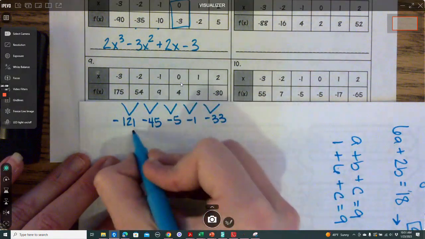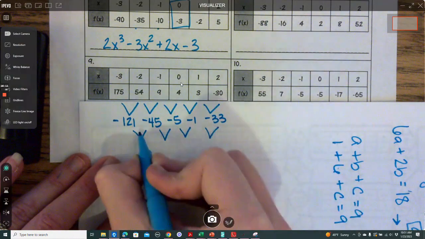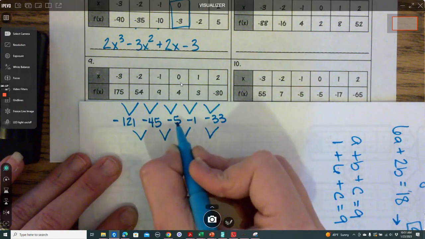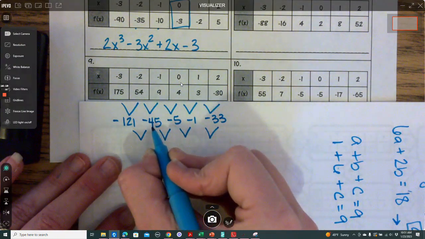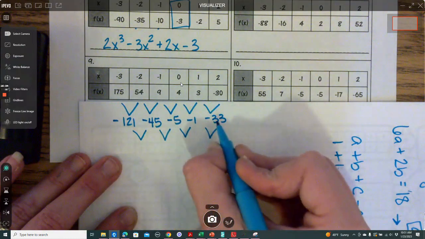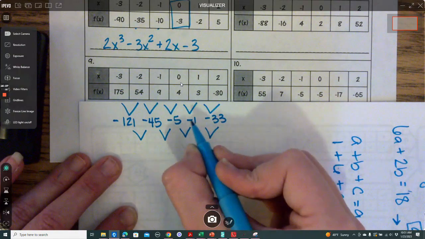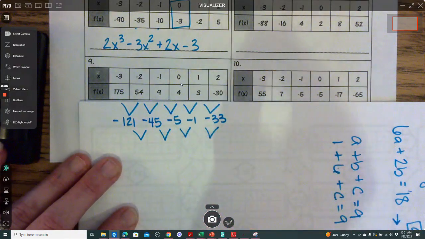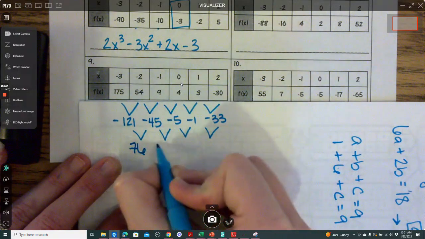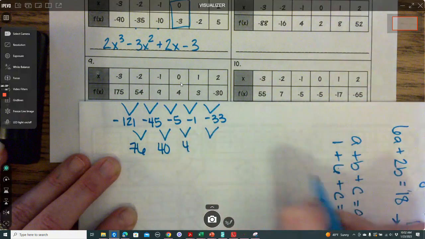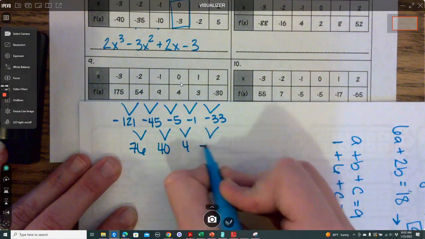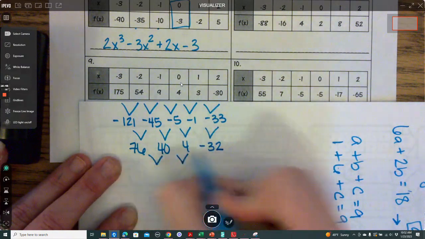Okay, let's do it again. Gavin, negative 45 minus negative 121. Braden, negative 5 minus negative 45. Sadie, negative 1 minus negative 5. Michaela, negative 33 minus a negative 1. Positive 76. Mine's 40. Sadie, 4. Negative 32. All right, last go around.